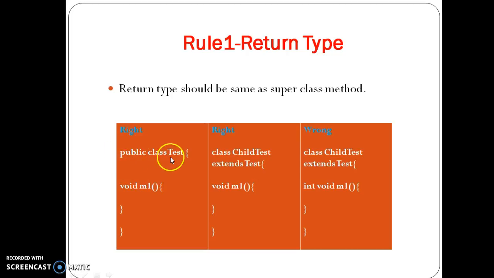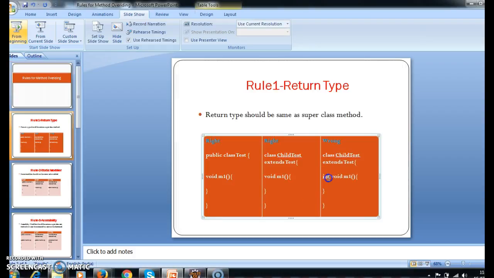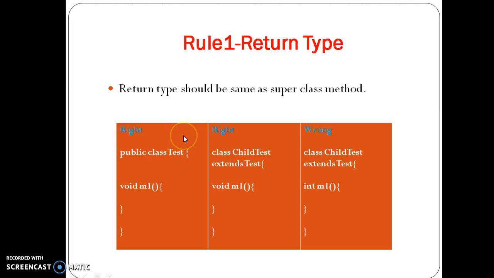Suppose we take public class Test with void m1, and here is the child class ChildTest extends Test with void m1. Here we can have void, which is the same return type, but we cannot have a different return type for the subclass method. See, there is a small mistake here, I have corrected it. So if Test class has method m1 with void return type, the subclass should also have m1 with the same return type.